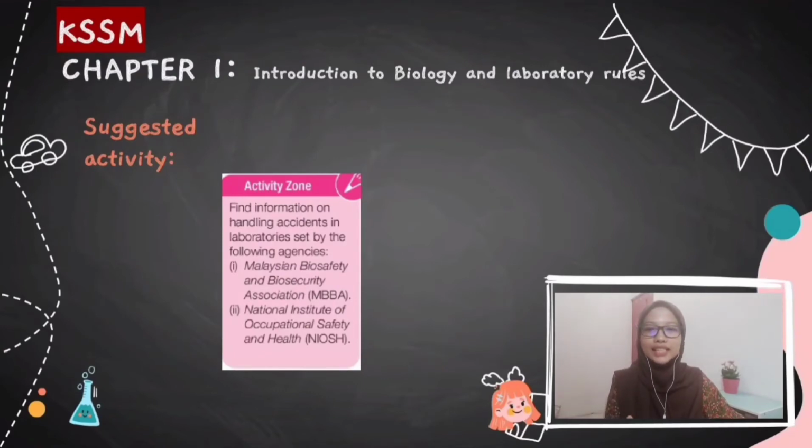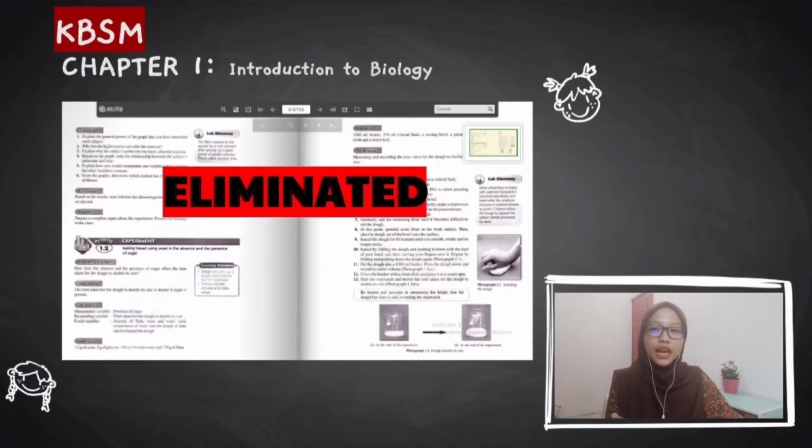Next, throughout KSSM Chapter 1, there is only one suggested activity in the activity zone box, which students need to find information on handling accident in laboratory using external resource. It is very interesting as they can acquire knowledge from useful and informative resource. And based on my observation, there is one experiment suggested in KBSM that was eliminated in KSSM as it is not related to this chapter.